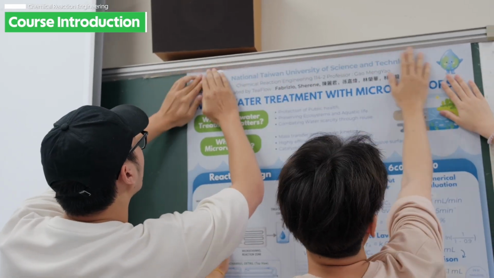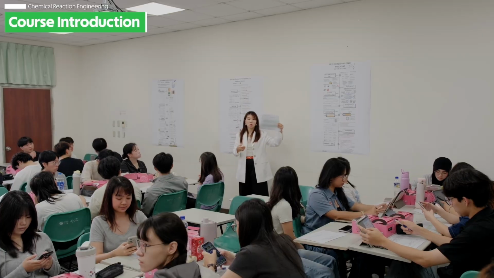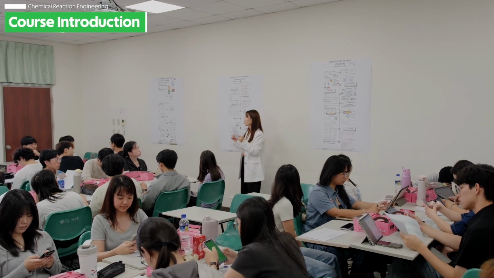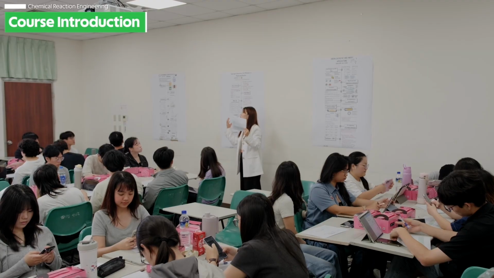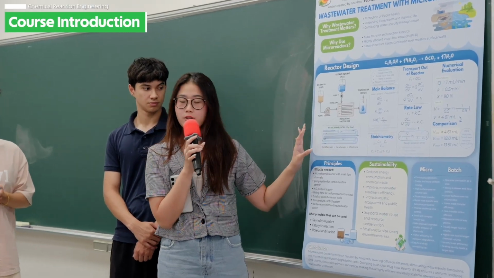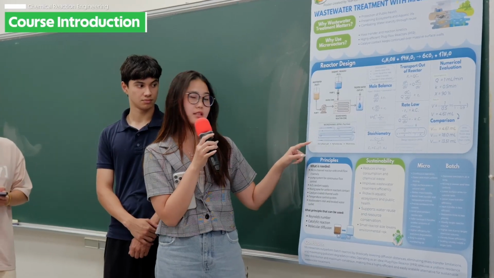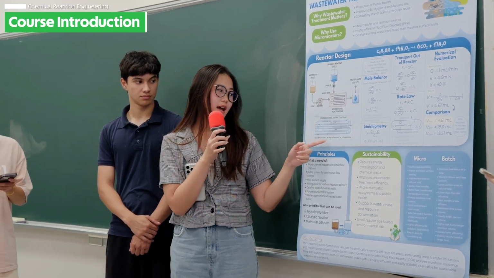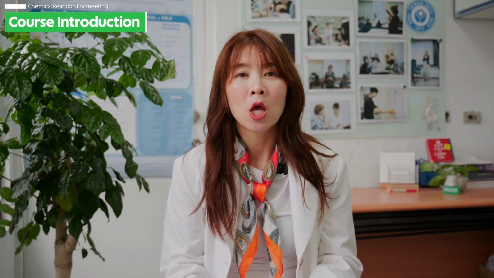Students start from the fundamentals, from the mole balance, rate laws, and how to design and size these reactors with a sustainable method, or they can use the traditional ways and think about how to develop or improve these kinds of reactors into a sustainable way. So students go from the basic knowledge to the higher level approach, and then they solve this problem.